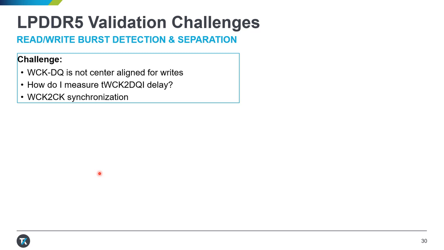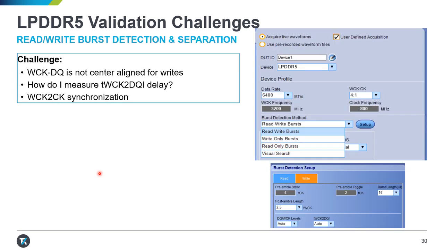As I mentioned earlier, our WCK preamble now consists of static, half rate, and full rate toggle that needs to be dealt with during bus separation. Now, Tektronix Tech Express LPDDR5 software application has built-in new algorithms to separate reads and writes. We offer read-only mode, write-only mode, and on top of that, we also have a read-write burst mode, which you can use if you have bidirectional traffic on the DDR bus.